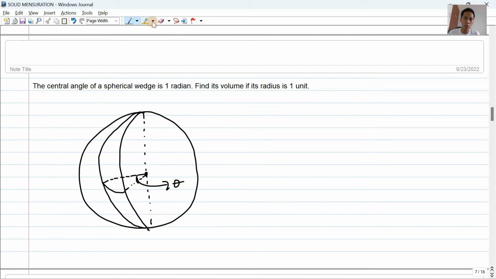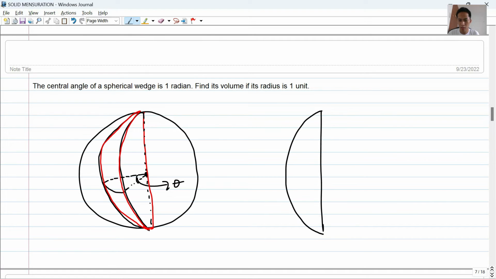And we're actually going to solve for the volume of this spherical wedge. So, parang hinati siya doon sa gitna. Okay? So, the volume of this figure. So, if you are going to extract that, parang ganito yung figure natin. Okay, parang ganyan. Okay? So, we have that central angle, okay, which is given sa problem, that is theta is equal to 1 radian.